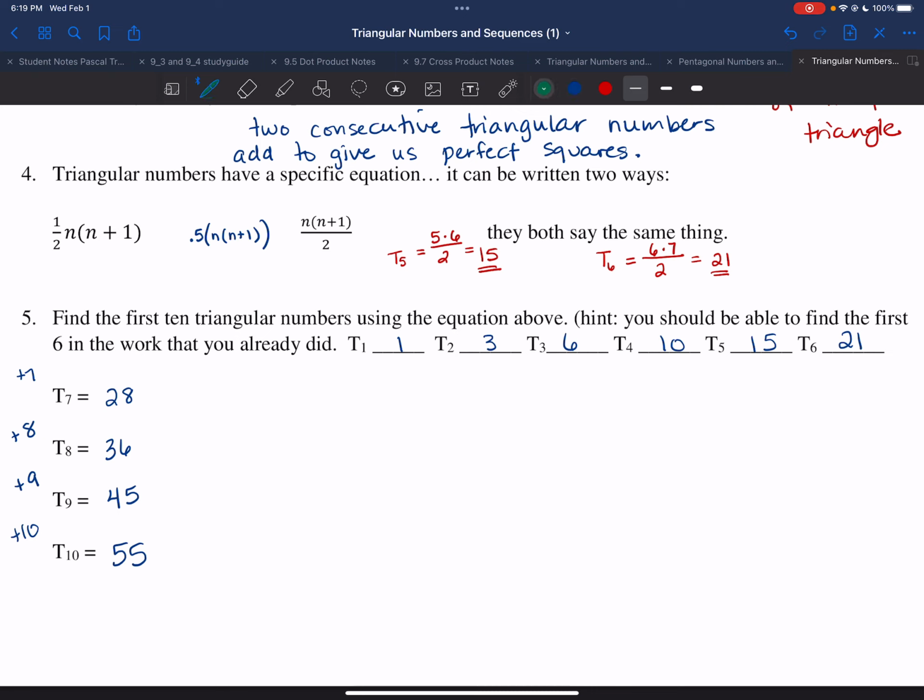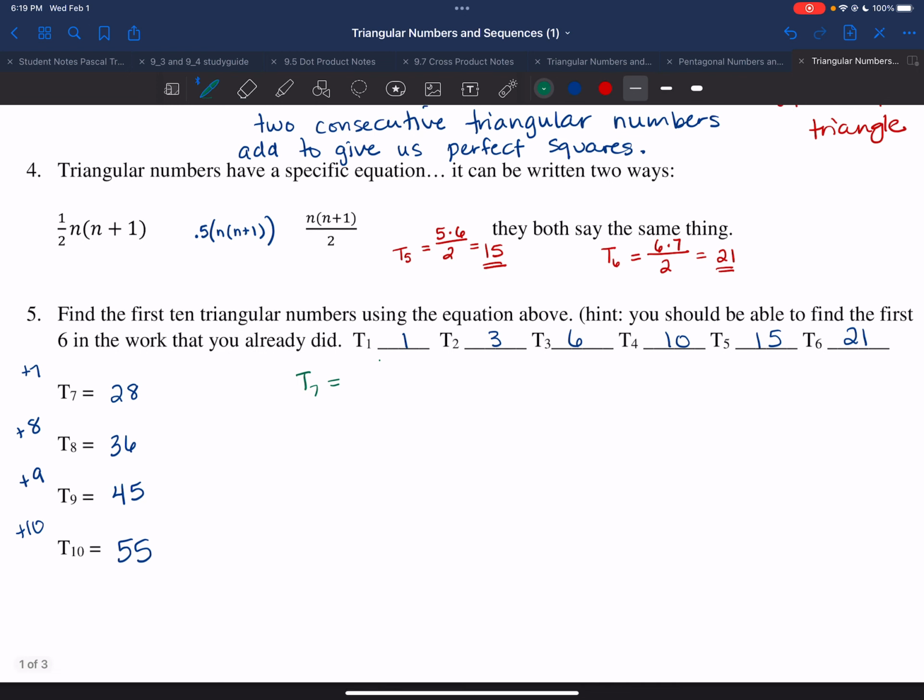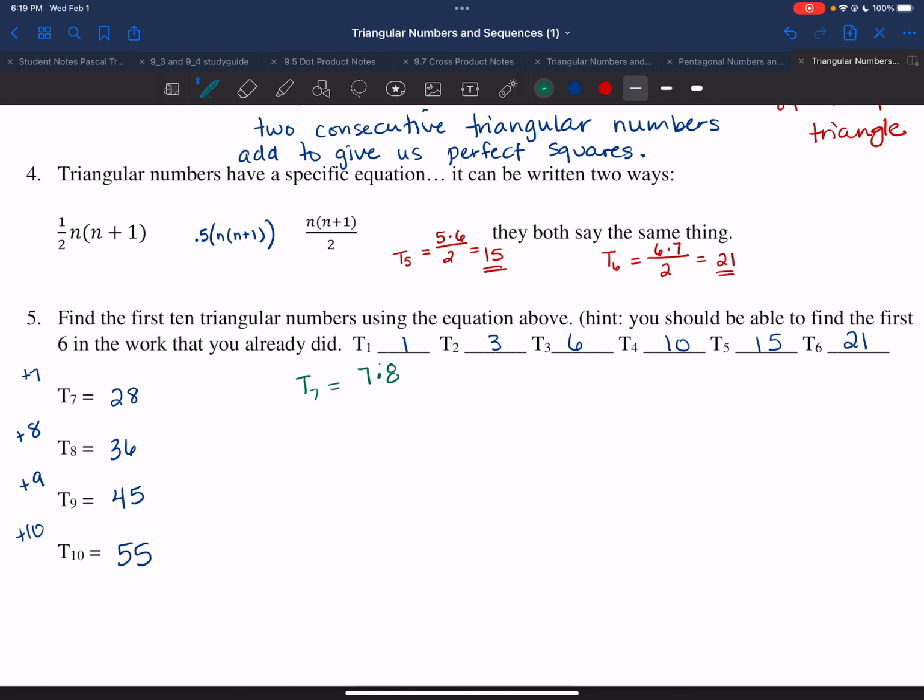So T7 would be equal to 7 times 6 divided by 2. So that's 50, let's see here, 28, 7, oh, I apologize. That's not what we want. I'm getting ahead of myself. So 7 times 8 divided by 2, right? We want that n plus 1, not n minus 1. So 7 times 8 gives me 56, divided by 2 gives me 28.